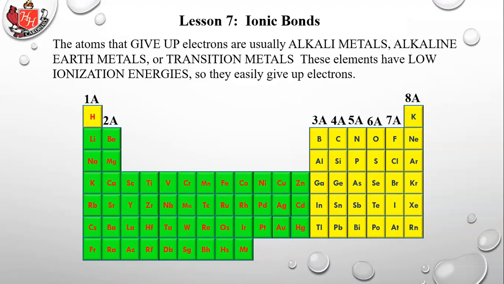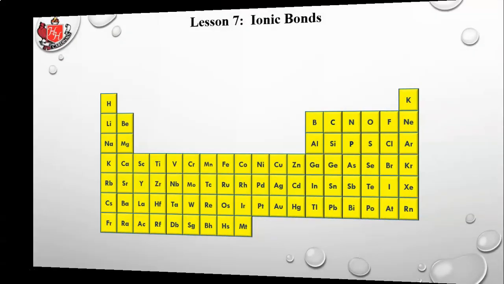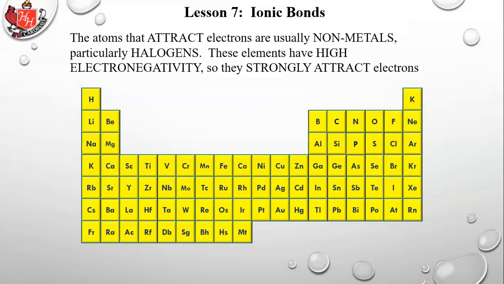Also, some of the other metals just to the right of zinc, cadmium, and mercury, like gallium, germanium, indium, they also give up electrons. Go back to the periodic table of charges a few slides back, and you'll see the ones that have pluses are the ones that give up electrons. So the atoms that attract electrons are usually nonmetals, particularly halogens. These elements have high electronegativity, so they strongly attract electrons, the ones that you see there in green.